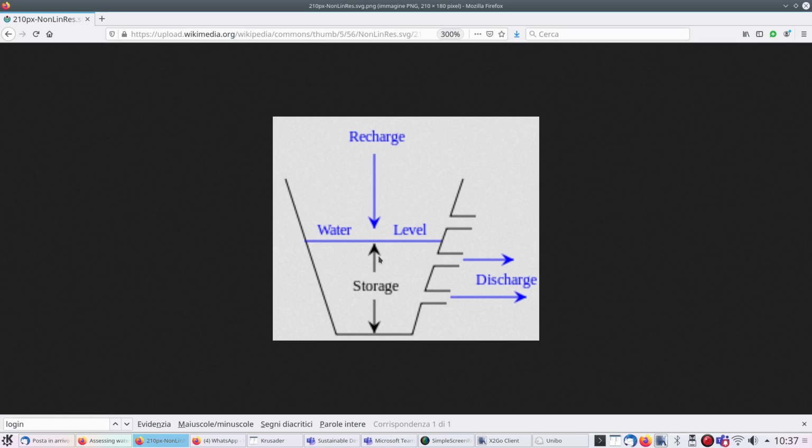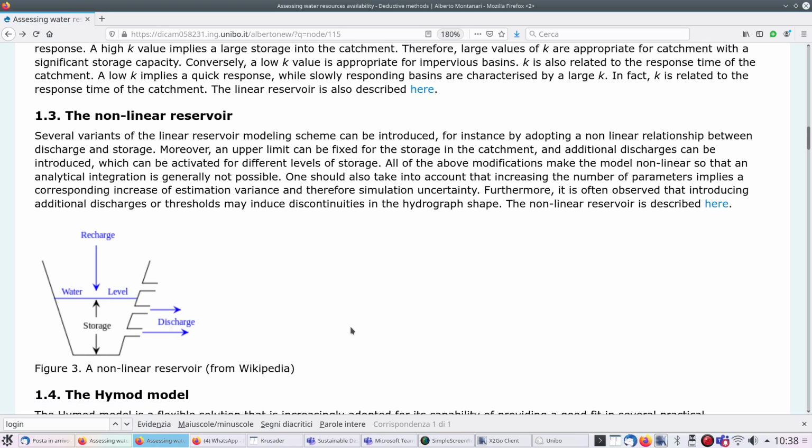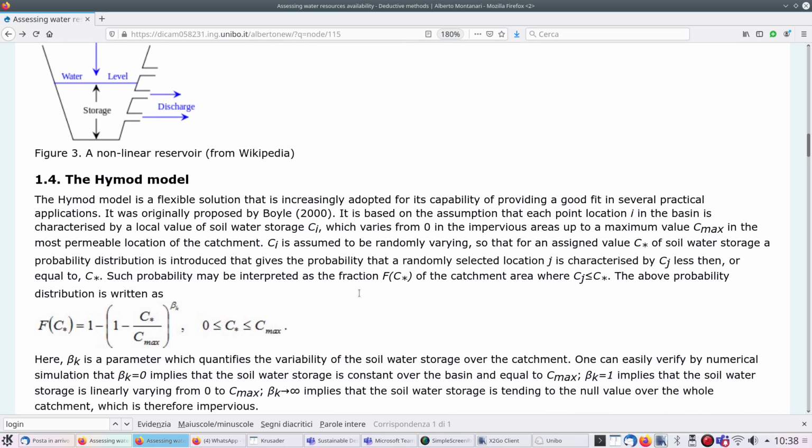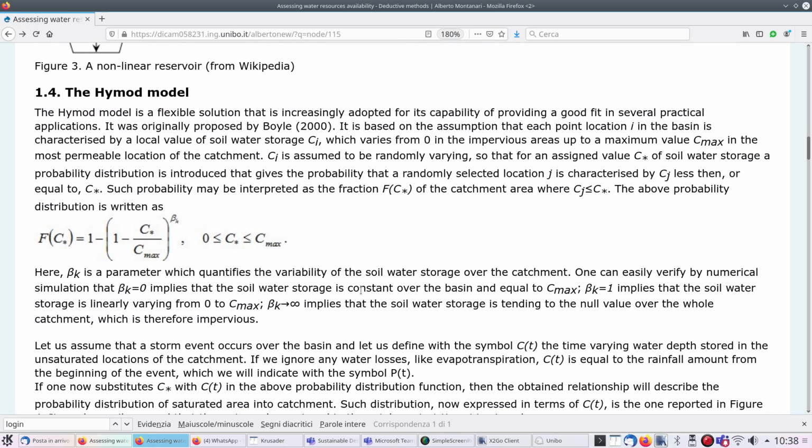You have to be careful because you always have to make sure that your model gives results that are physically meaningful. Okay, but we can do that, of course, and therefore this is an advantage of numerical integration. You have flexibility. Now, this is the nonlinear reservoir. Let me make a step forward and consider another model, which is called IMOD.